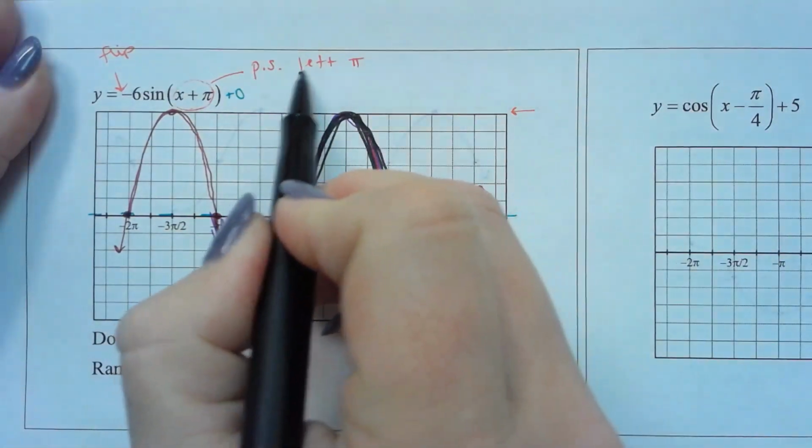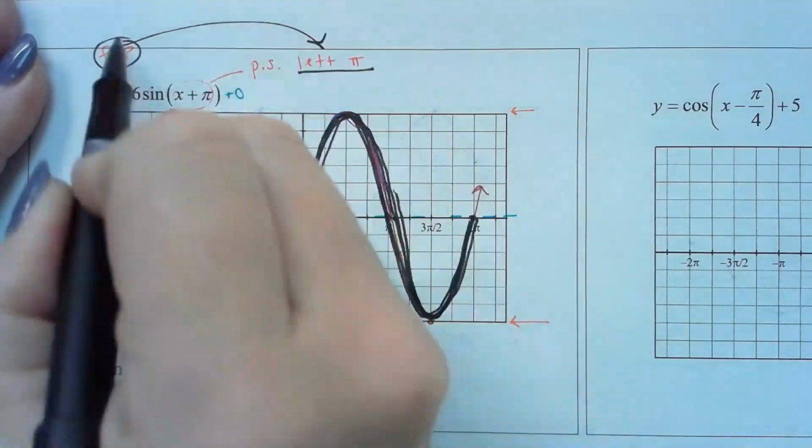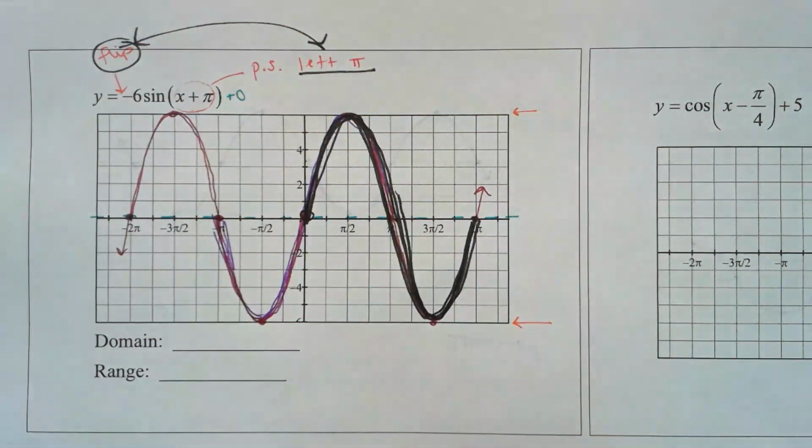I think moving it to the left pi and flipping it over kind of negated each other because really we ended up with a regular old sine graph. So just kind of pointing that out. Trig functions are interesting that way. Multiple transformations can result in no transformation.